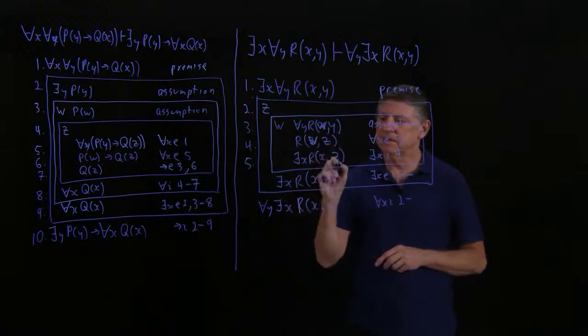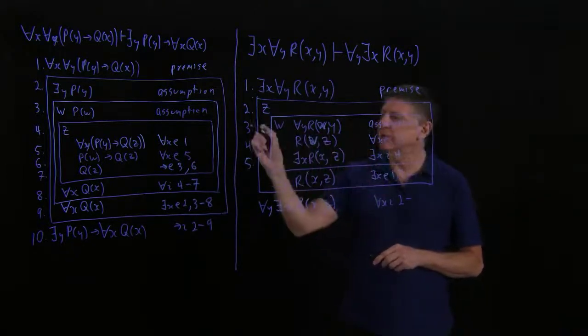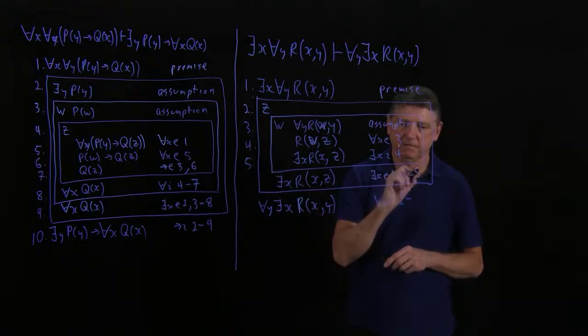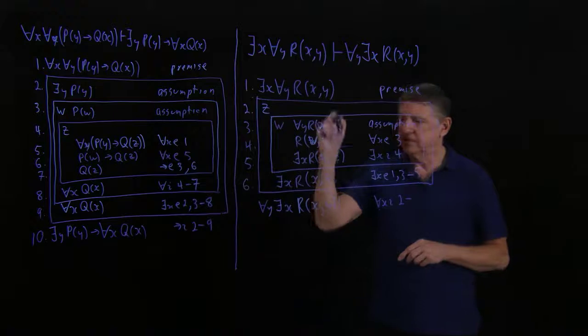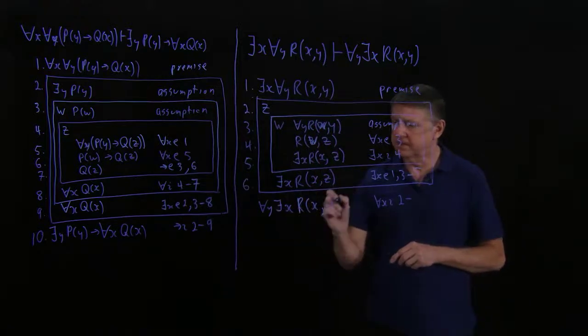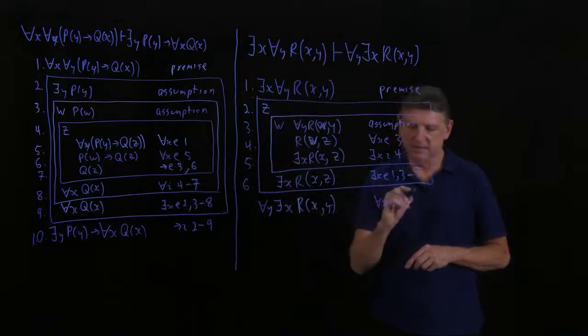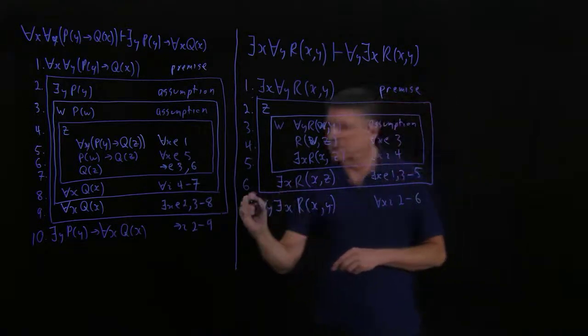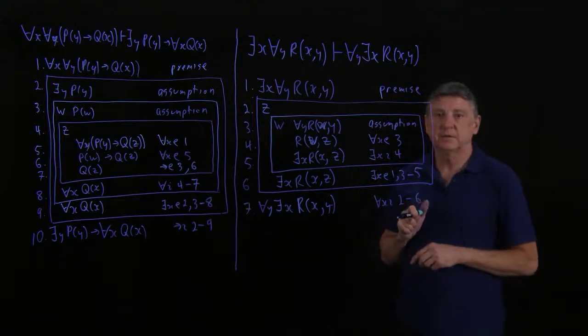This box is now complete. This line is justified by a box starting at 3, ending at 5. That is now a new line of my proof. This box is complete. This line is justified by a box that started at 2 and ended at 6. That's now a line in my proof. And the proof is complete.